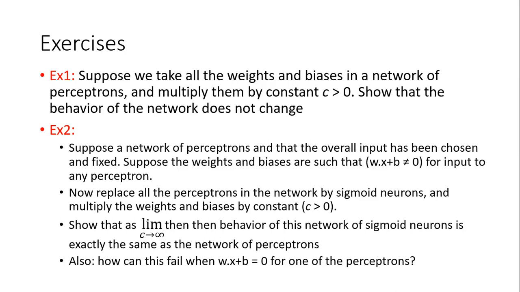Sir, it would take the sigmoid function slightly to extremes. We have to understand the exponential function. We have to show that as c tends to infinity, I keep on multiplying the weights and biases by larger and larger numbers. So what does that mean? Wx plus b is not equal to zero, so I multiply wx plus b by larger and larger weights.